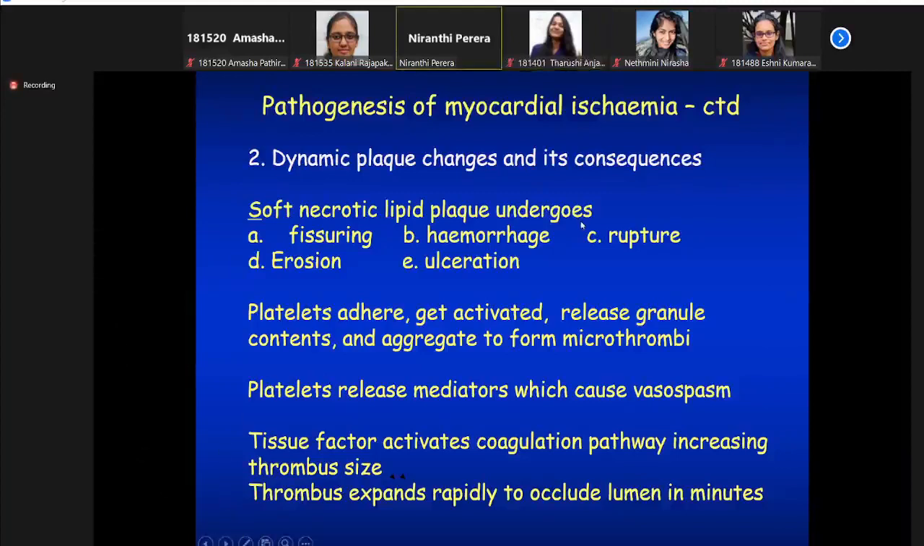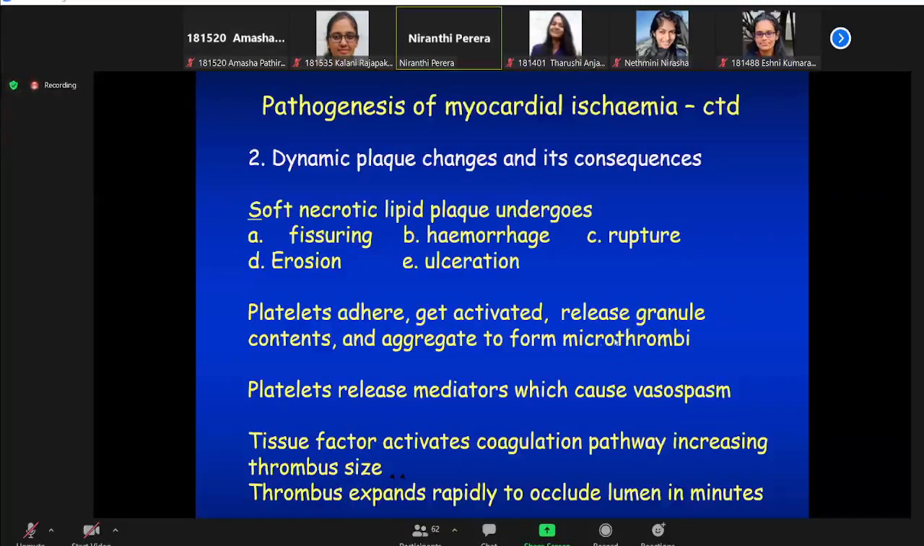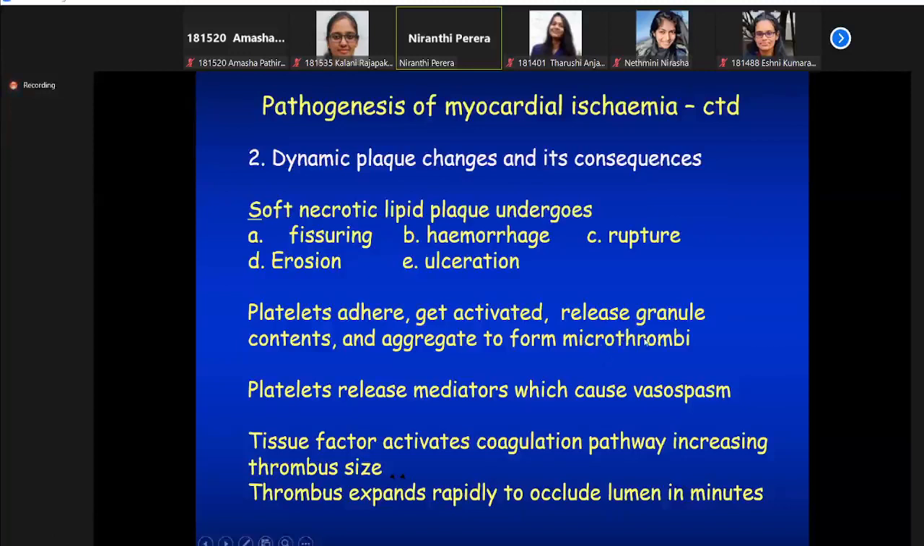So these are the dynamic plaque changes, and you get this thrombi. And I have said microthrombi there, but actually they'll get bigger and bigger, right? And then it's not a microthrombus anymore. So platelets release mediators. Now, the additional thing is that vasospasm might also contribute to narrowing. And tissue factor activates the coagulation pathway, and it increases thrombus size, and it expands rapidly.